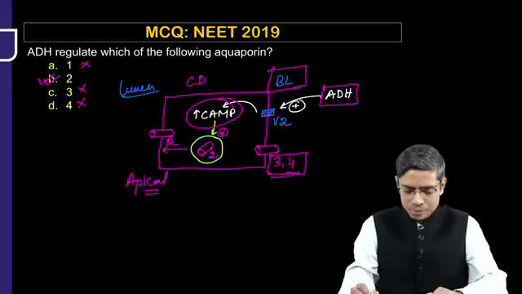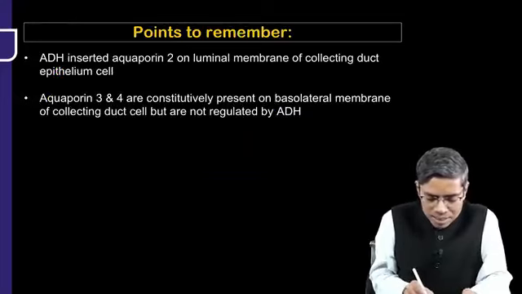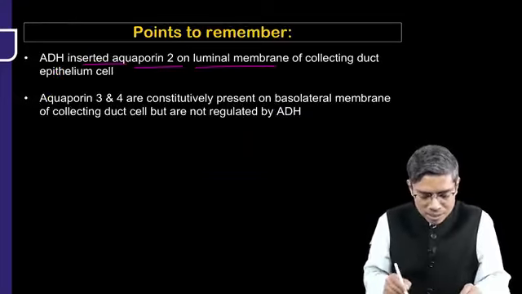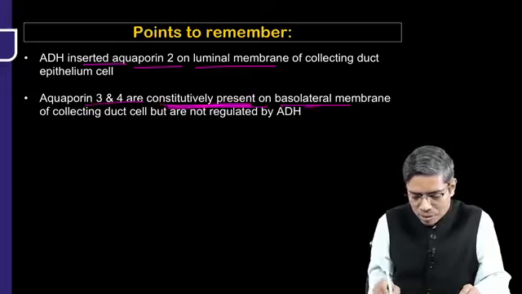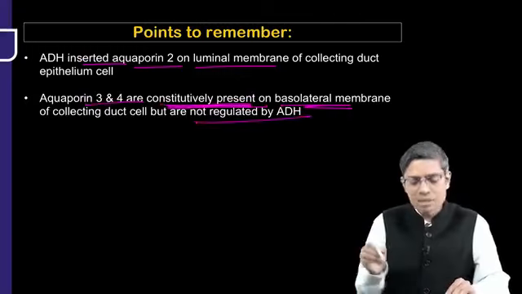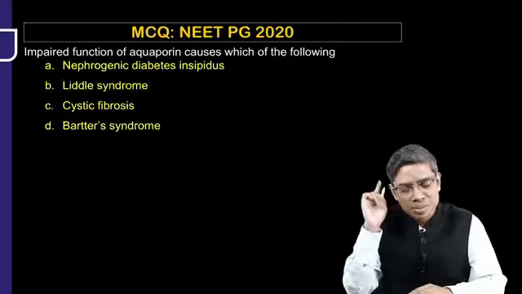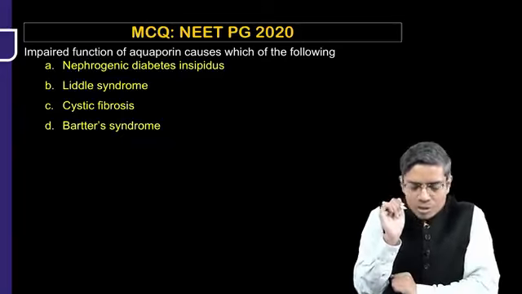So please note down. Whatever we have discussed here, it is written here that ADH inserts aquaporin 2 on the luminal membrane of the collecting duct epithelial cell. Aquaporin 3 and 4 are constitutively present on the basolateral membrane, and they are not regulated by ADH. This is the information that you have to remember in your brain. Got it? Okay. Now next, impaired function of aquaporin causes which of the following?